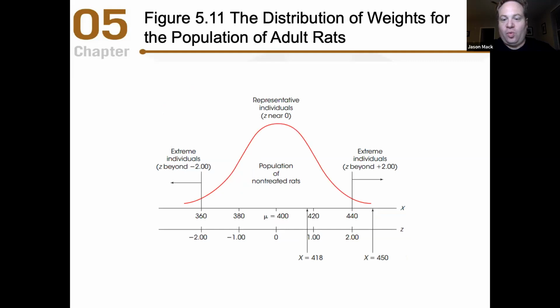Figure 5.11, the distribution of weights for the population of adult rats. Note that individuals with z-scores near 0 are typical or representative. However, individuals with z-scores beyond +2 or -2 are extreme and noticeably different from most of the others in the distribution.